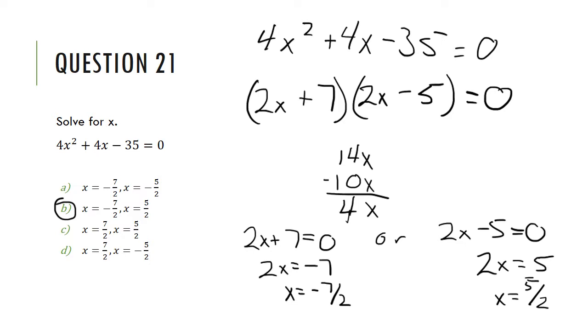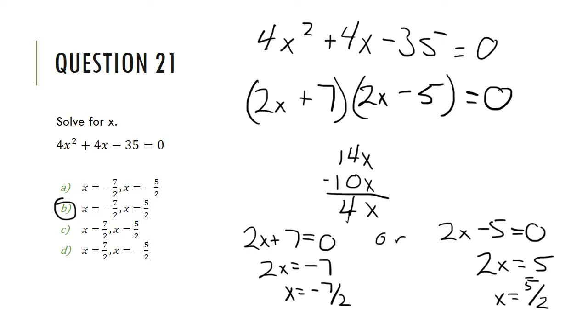Now there is an additional step here. An additional step being that we have two products equal to 0. So either 2x plus 7 is equal to 0, or 2x minus 5 is equal to 0.